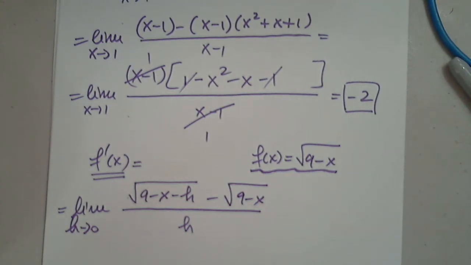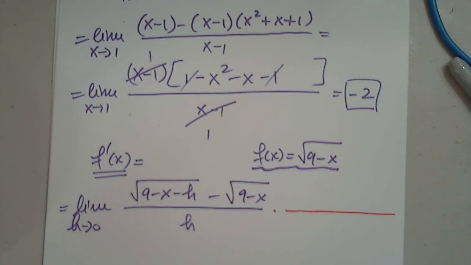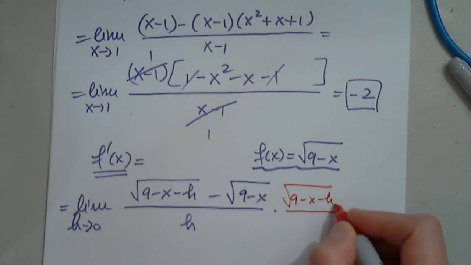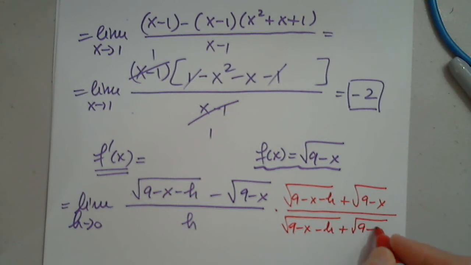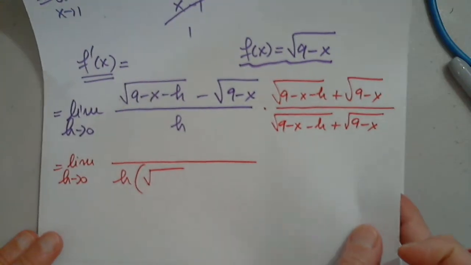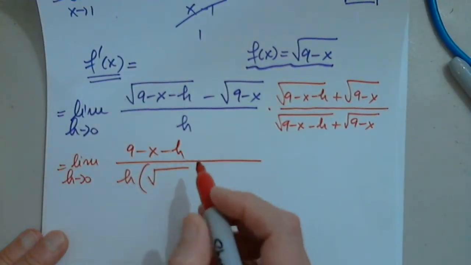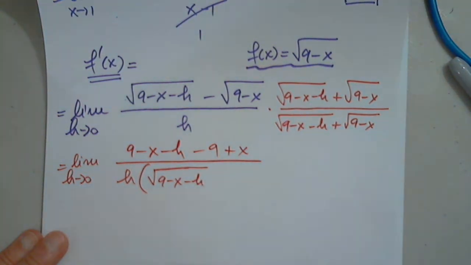And from here, I'm assuming we should not have any difficulties because we've done several of these. What do we need to do? Multiply by the reciprocal. Yes, so the square root of 9 minus x minus h plus the square root of 9 minus x. Can anyone give us the top? I'm going to write the denominator. It would be 9 minus x minus h, 9 minus x minus h, very good. Minus 9 plus x. Excellent, awesome.